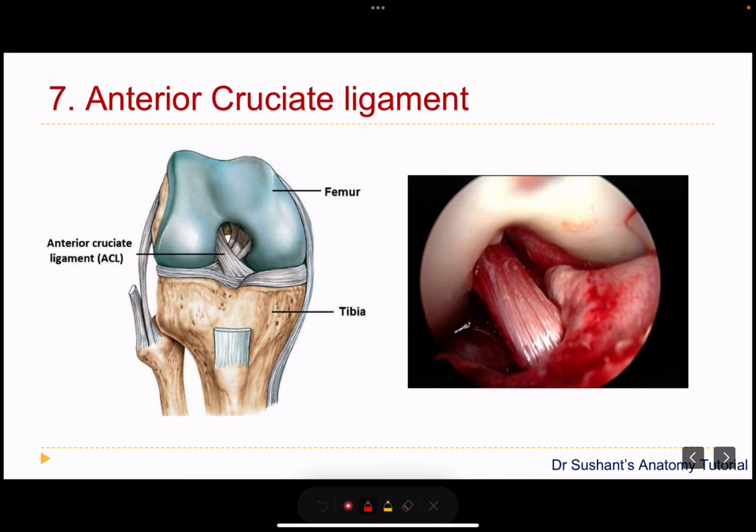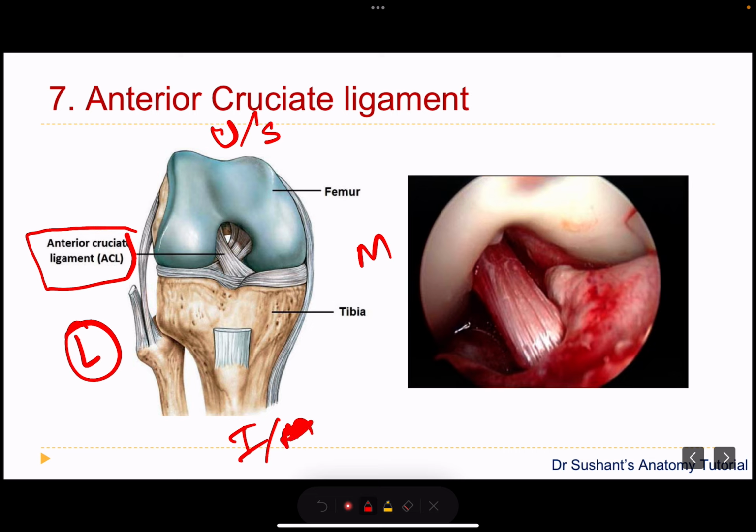First, let us talk about the anterior cruciate ligament in detail. So the anterior cruciate ligament, as the name indicates, passes upwards, backwards, and laterally. So this is the anterior cruciate ligament. Look at the direction. This is lateral, this is upwards or superior, this is inferior, and this is medial. All right, so the anterior cruciate ligament passes upwards, backwards and laterally. Below, it is attached to the anterior part of the intercondylar area of the tibia, between the anterior horn of medial meniscus and anterior horn of lateral meniscus.